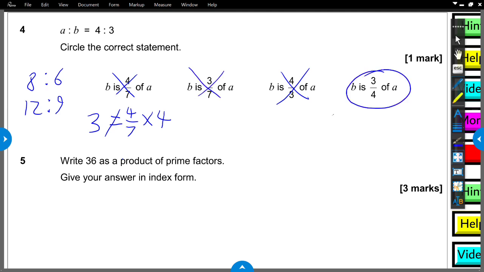Let's verify if that's true. So B, that's equal to 3, is 3/4 of A. If we times 3 over 4 by 4, we times the numerators together. So if we have 4 lots of 3/4, that's going to give us 12/4. 12 over 4 is equal to 3. 12 divided by 4 is equal to 3.